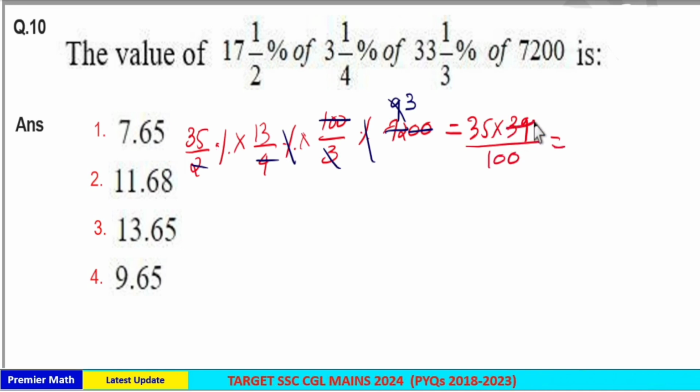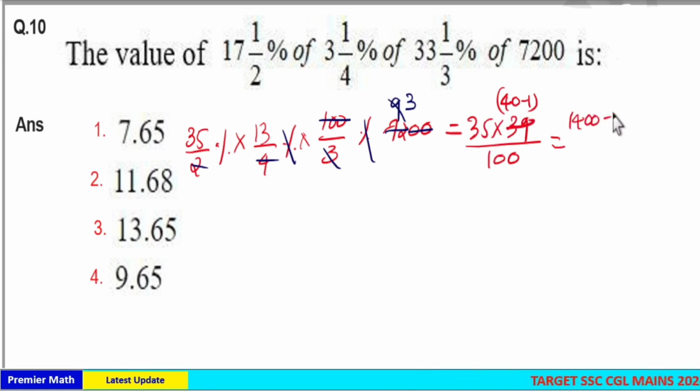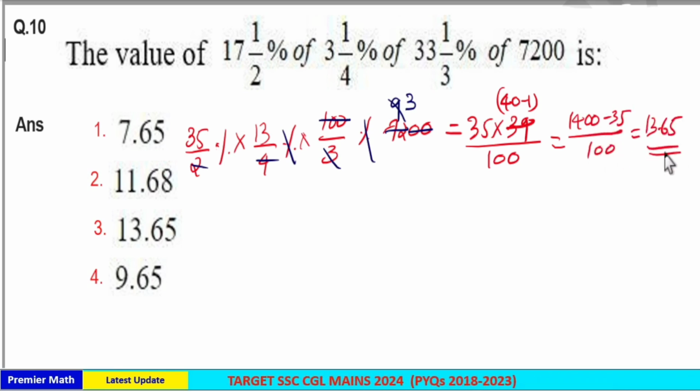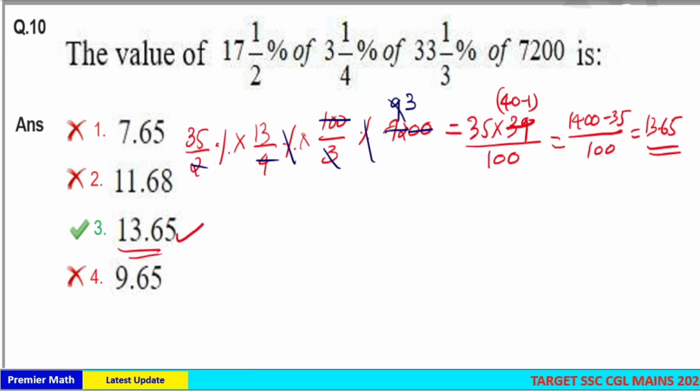Now 39, I can write it as 40 minus 1. So 35 into 40 means 35 into 2 is 70. So 70 into 2 is 140. So this is 1400 minus 35. 1400 minus 35 divided by 100, which is equal to 1365 by 100 is 13.65. So option 3 is your answer.